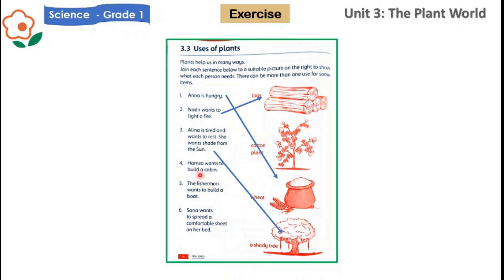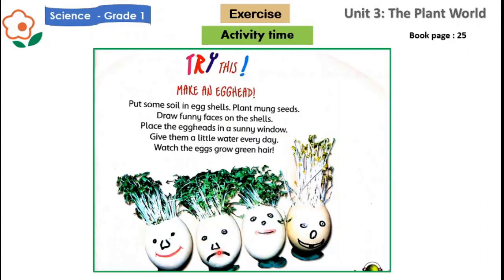Hamza wants to build a cabin. What will he take? The fisherman wants to build a boat. Sana wants a comfortable sheet on her bed. So here are the right answers and you have to solve them on your own.